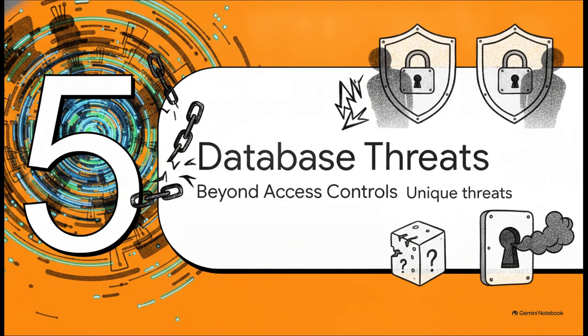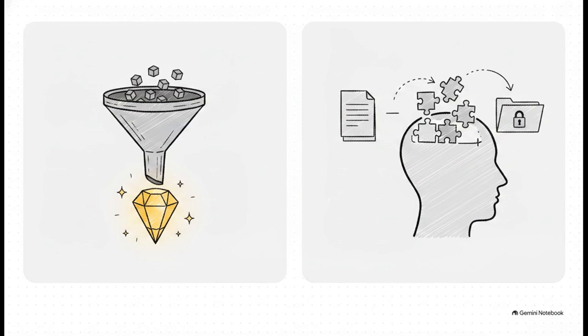Section 5, Database Security Threats. Look, even with absolutely perfect architecture and rock-solid referential integrity, data is still vulnerable to unique threats that can totally bypass standard access controls. Let's look at two of the most critical ones. It is incredibly vital to understand the distinction between these two threats because they get confused all the time.